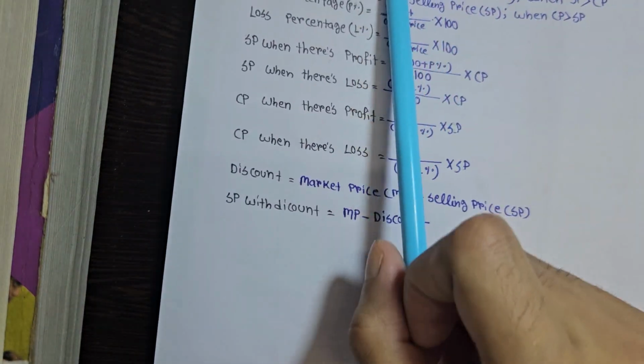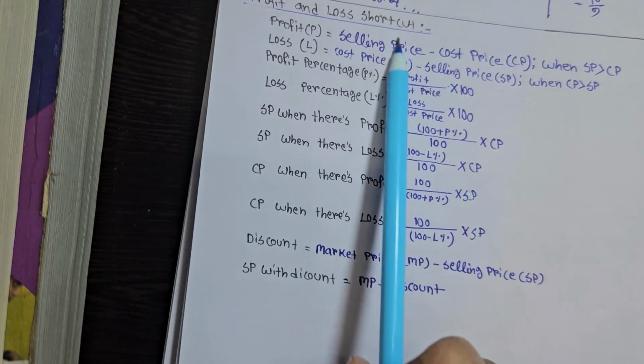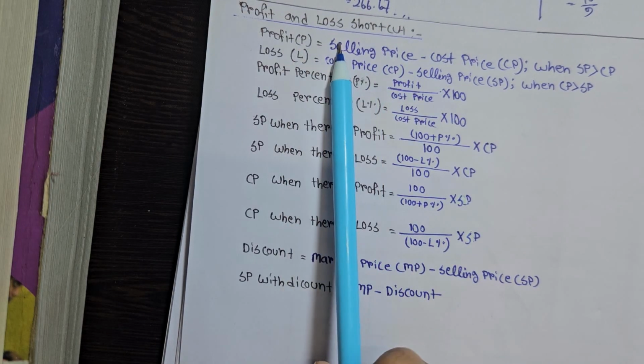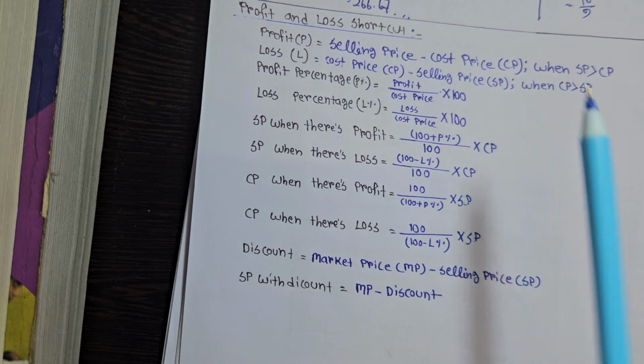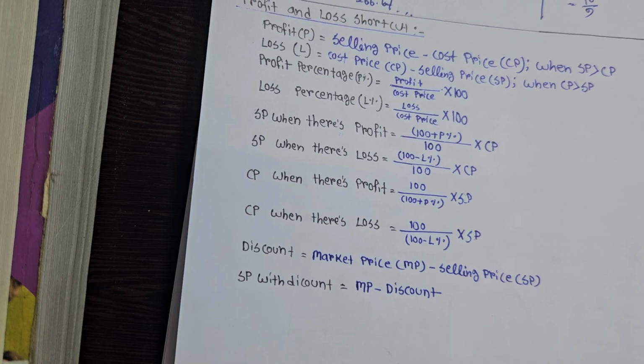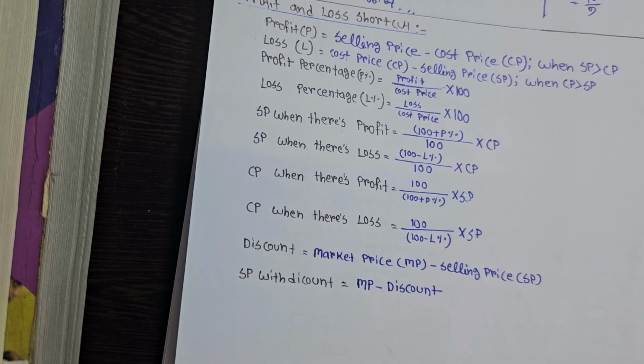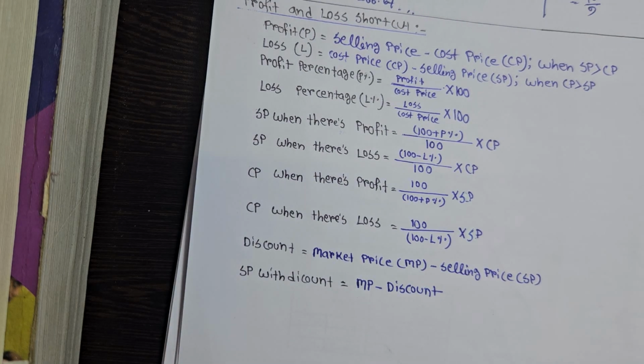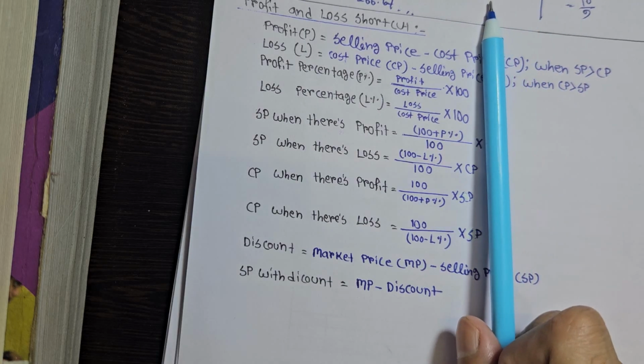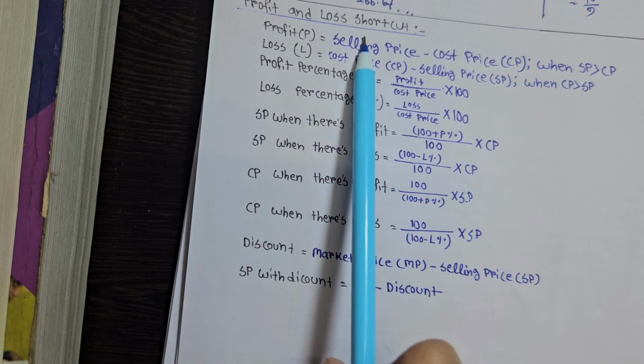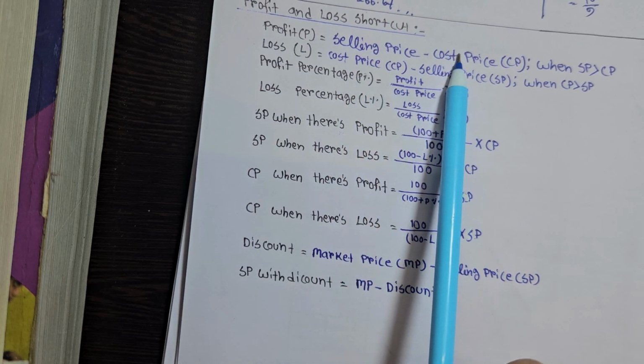I'll show how to solve this problem. There are basically shortcut formulas for profit and loss: profit equals selling price minus cost price. It's basic, as I gave the example of the pens. Let's say you purchase the pen from the manufacturer or the distributor for 10 rupees, and you sell it to the customer at 20 rupees. So your profit is 10 rupees. The selling price is 20 and the cost price is 10.